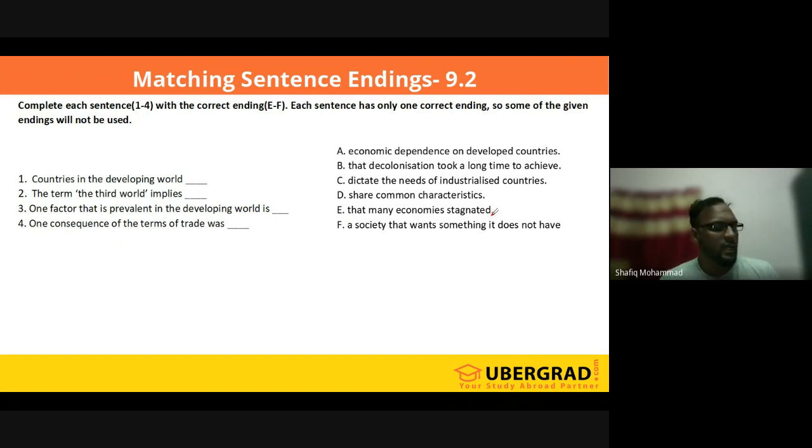So the answers for these, I'm repeating one more time. First one is C. Sorry, first one is D, D as in Delta. Second one is F. Third one is A. Fourth one is E, E as in elephant. Okay.